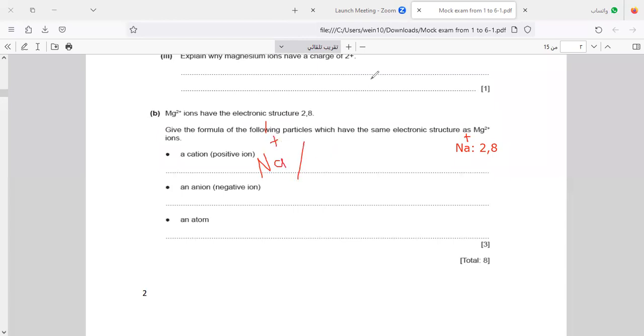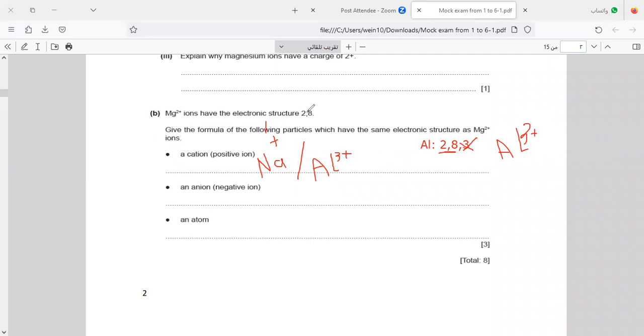Maybe someone says, instead of that, he will talk about aluminium. I know aluminium 13 is 2,8,3. If aluminium loses 3 electrons, it will be aluminium +3. Okay, aluminium +3 is 2,8 as well. So I can write Al3+. This is correct answer.